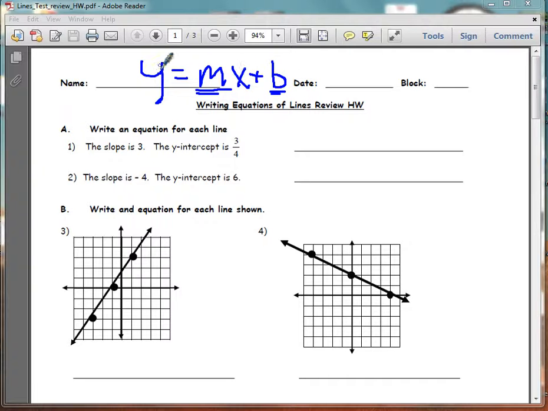Remember, the x and y you leave as variables. You leave those as x and y. So the y-intercept is not the y location. Okay, it's actually b. So when you're filling this in, you got your slope right. You do 3x plus 3/4.